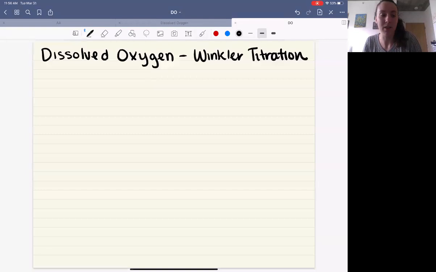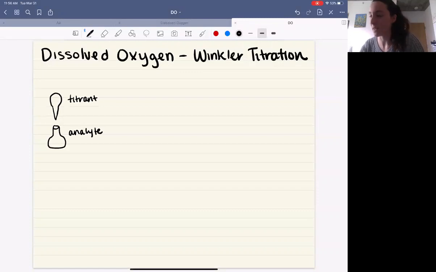Okay, back to the concepts of titration, where, the usual, we have our titrant and we'll add it to our analyte. And using some sort of indicator, we can look at the endpoint, which we can approximate to be the same as the equivalence point.